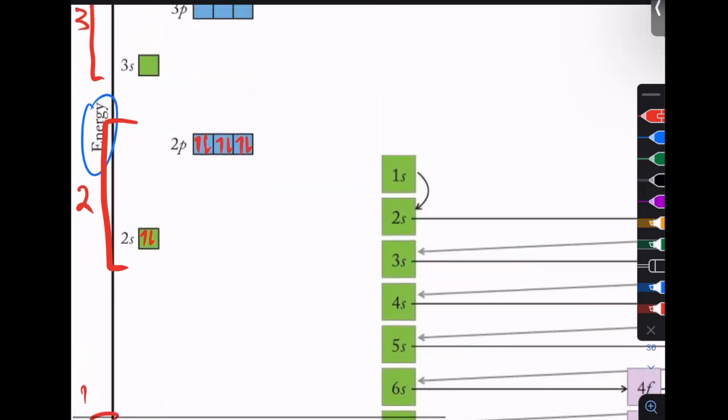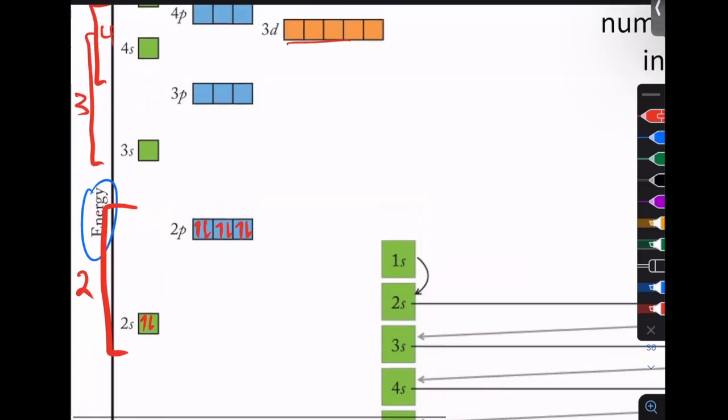Once 2p is full, the next available energy level is at 3s. So we put in 1 electron there. If we stop there, we would have sodium. If we did 1 more, we'd have magnesium. If we go beyond that, let's follow Hund's rule again. It's looking exactly the same as what we did at the 2p level. All right, the trends are all the same. If we were to stop here, we would have what?